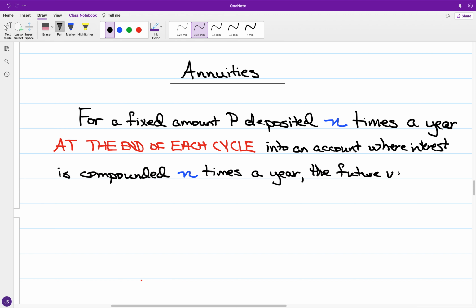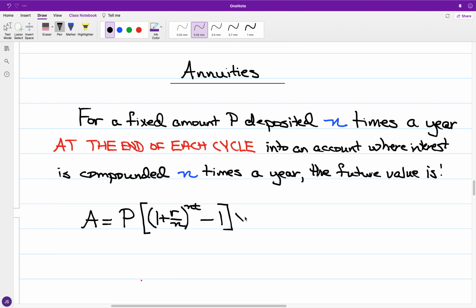Okay, and the future value is going to be the following. So again you have A, and the annuity formula is going to look like sort of an amalgamated version of the regular non-continuous future value compound interest formula. So you still have letter P, times the quantity, in brackets, the quantity (1 plus r over n) to the n times t, minus 1, and we have times n over r.